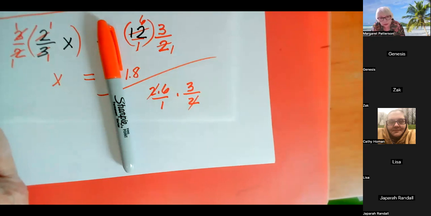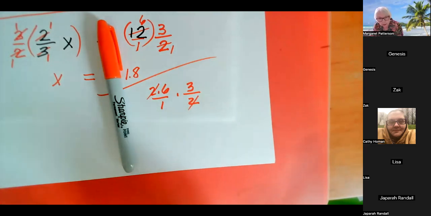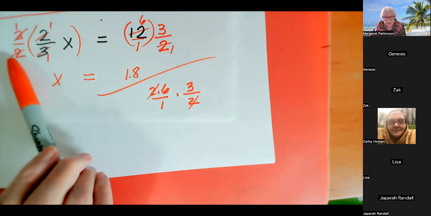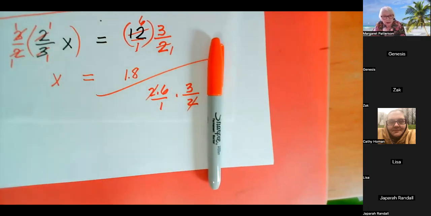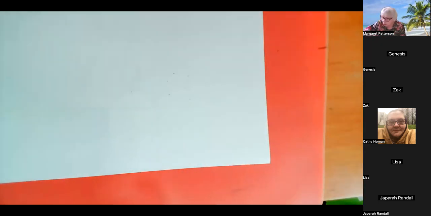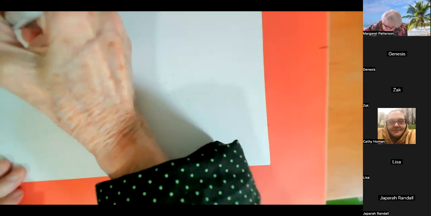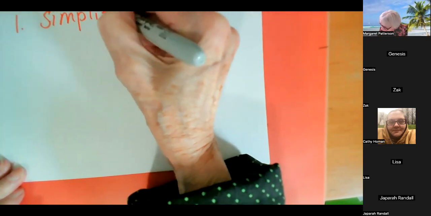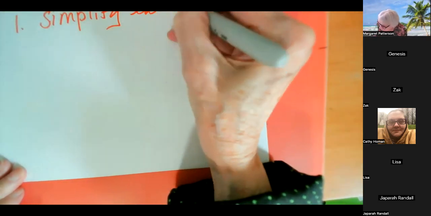So let's see, when you had an equation, if it said add 5, you subtracted 5. Well, if it was subtract, you added. If it was multiply, you divided, except for this crazy one. And if it was divide, you multiply. You just do opposites. So far, step 1 is to simplify each side.